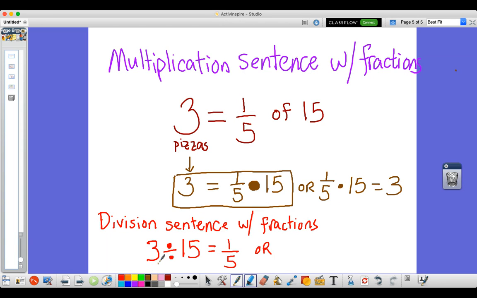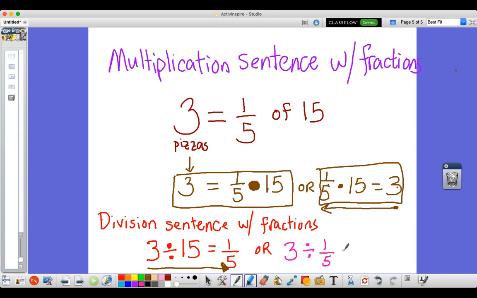So one thing I forgot to show is how I went backwards. I went backwards from here to here. 3 divided by 15 is 1/5. That's how I went backwards, sorry. Or taking the 3 divided by 1/5 equals 15. So that's another way to go backwards.